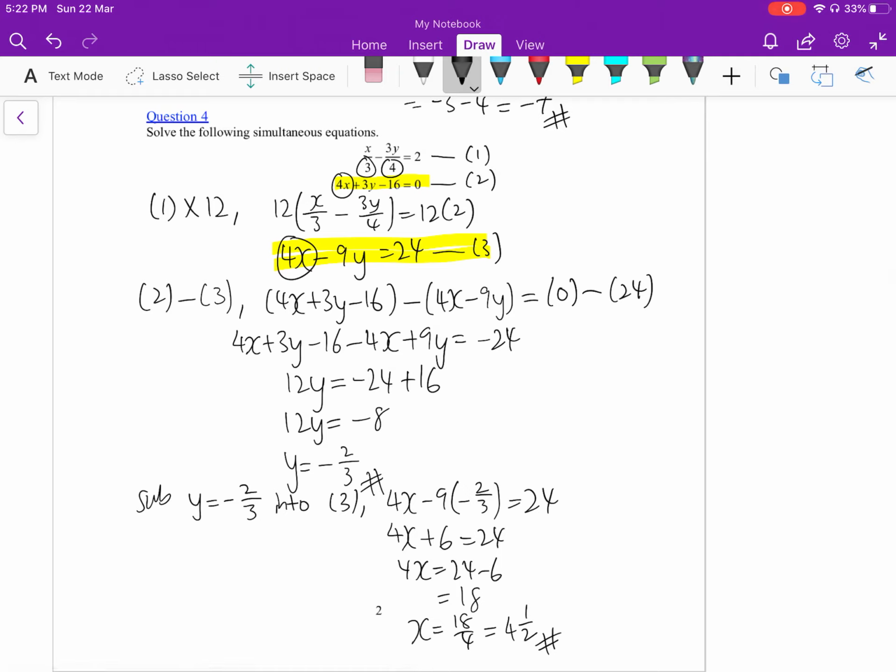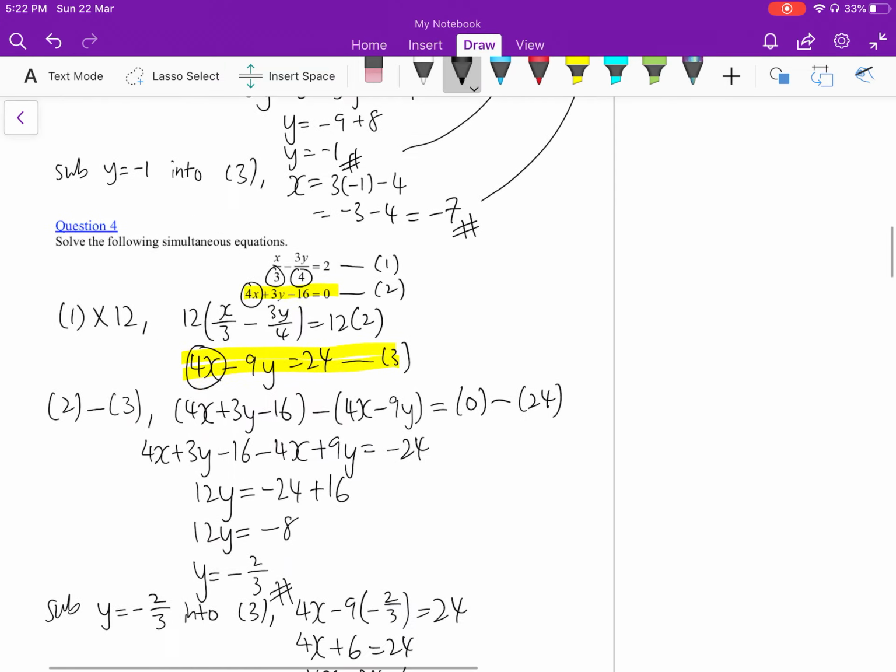Just remember, whenever you have a fraction in the equation, you want to get rid of the fraction, and you just multiply with the LCM of the denominators. With that, that's all for question 3 and question 4.